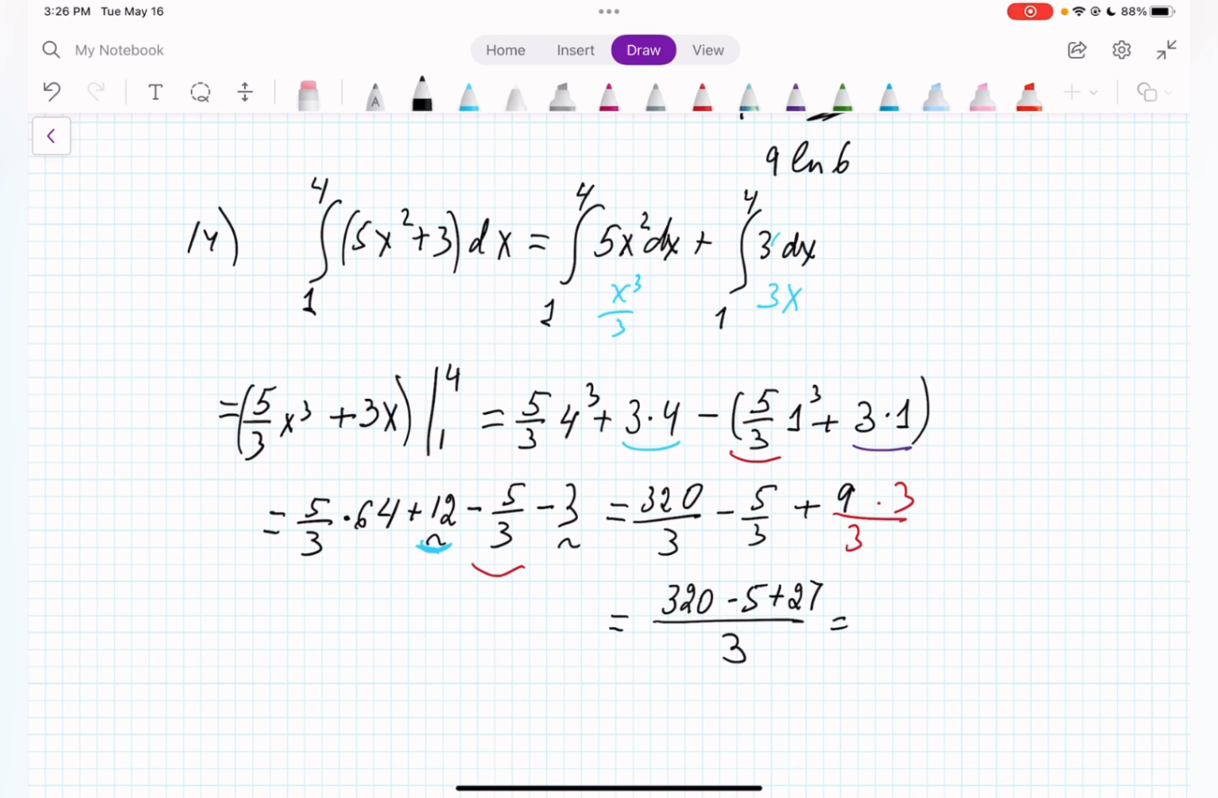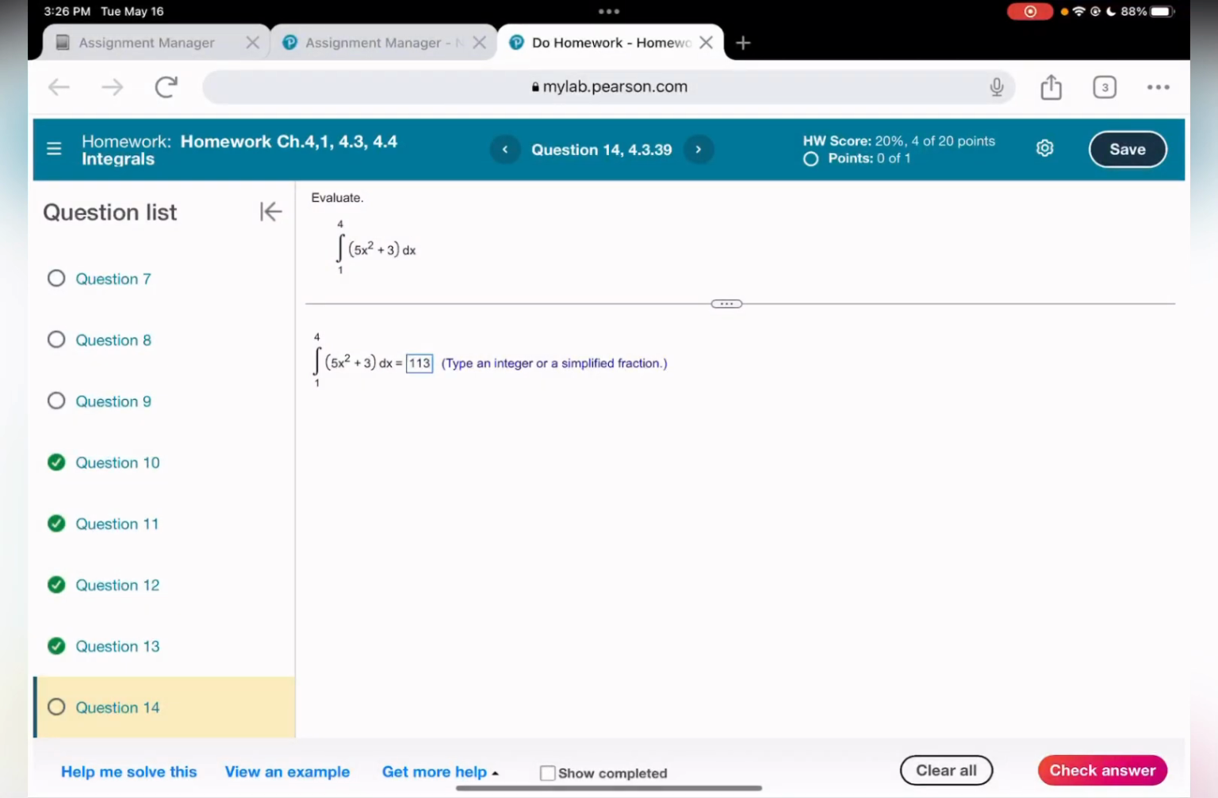Okay, so I have to do, I added 315 and plus 27, and I'm getting 342 over 3. Let's see if I can reduce: 3 plus 4 plus 2. 3 plus 4 is 7. 7 plus 2 is 9, which means I can divide by 3. Is 114. Okay, let's go back to answer.